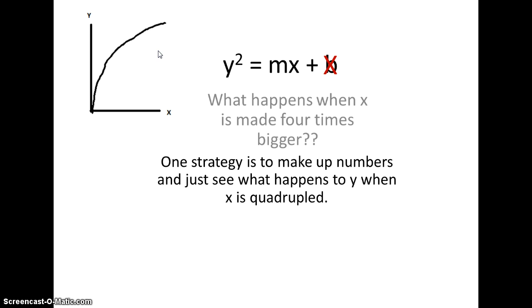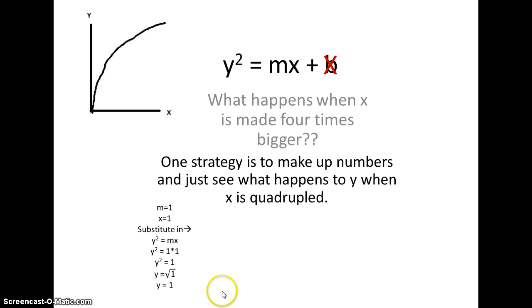So I'm going to make up 2 sets of numbers, one with an x to start and one with an x that's 4 times bigger. My first set, I just made this up. I said, let's pretend m is 1. Let's pretend x is 1. And let's substitute in. We know y squared is mx. So I'll substitute in made up m is 1, made up x is 1, y squared is 1. I can take the square root of that and say y is 1.